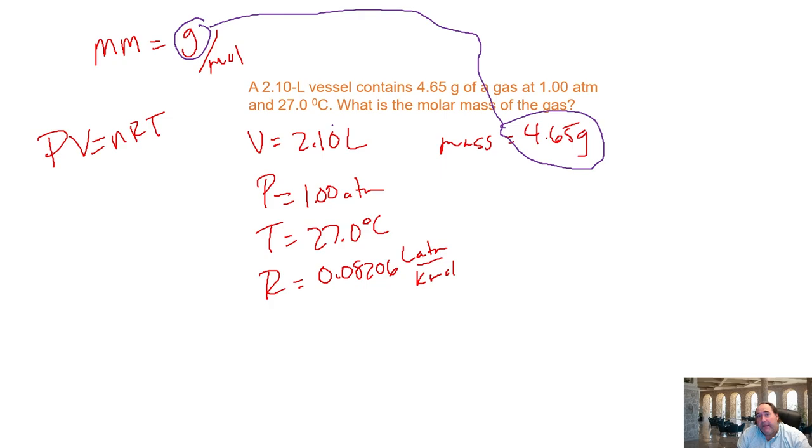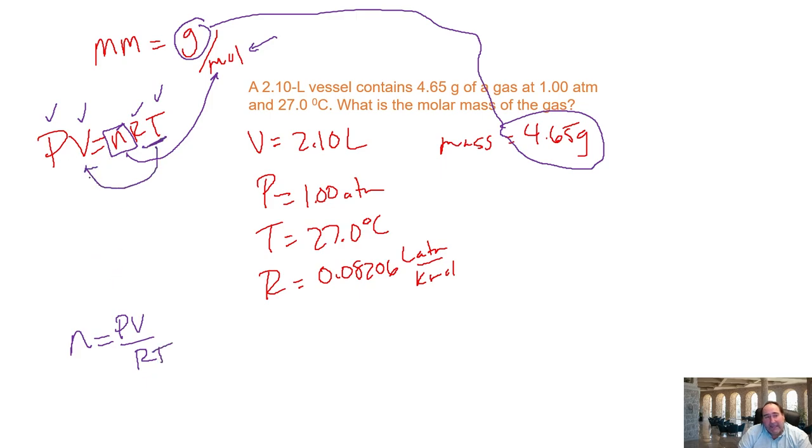That's the grams part. So what are we missing to get to the molar mass? We're missing the moles part. That is where the ideal gas law comes into play. If we check off what we were given, we have volume, pressure, temperature, R. Looky there. We don't have n, which is moles, but that n is what we need to figure out the molar mass. So here we could use the ideal gas law to solve for n, and n would be PV over RT, taking these to the other side.